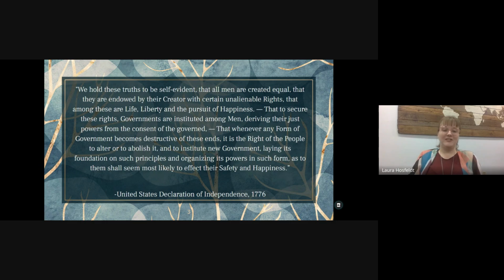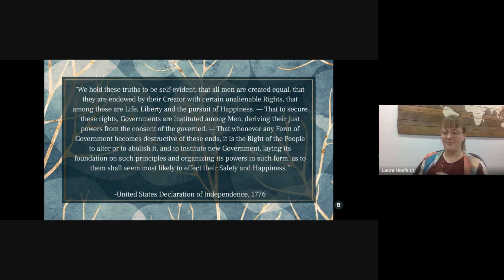So we have this line particularly here from the Declaration of Independence, right? That says, "We hold these truths to be self-evident, that all men are created equal." And some of you are quoting Hamilton right now about including women in the sequel, but that's a totally different class. "That they're endowed by their creator with certain unalienable rights, that among those are life, liberty, and the pursuit of happiness, that to secure these rights, governments are instituted among men, deriving their just powers from the consent of the governed, that whenever any form of government becomes destructive of these ends, it's the right of the people to alter or abolish it, and to institute a new government, laying its foundation on such principles, and organizing powers in such form as to them shall seem most likely to effect their safety and happiness."